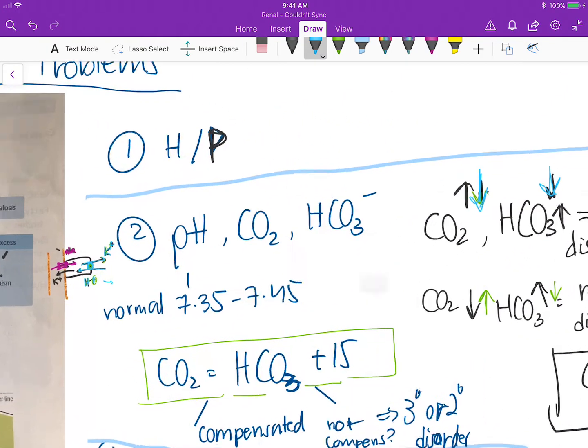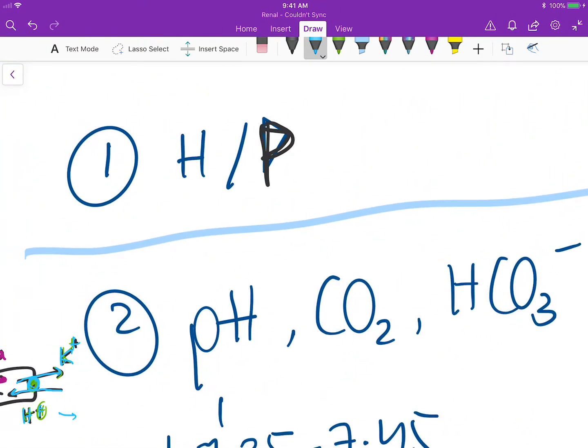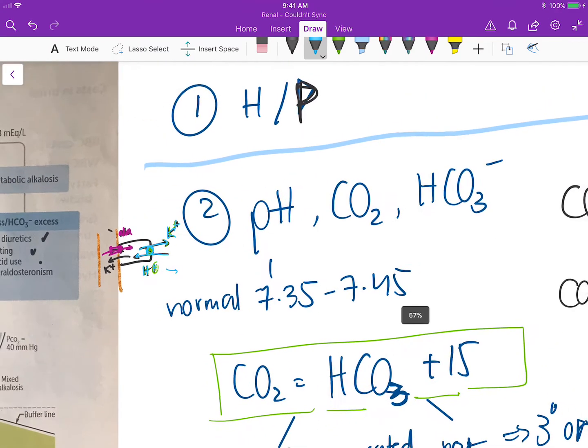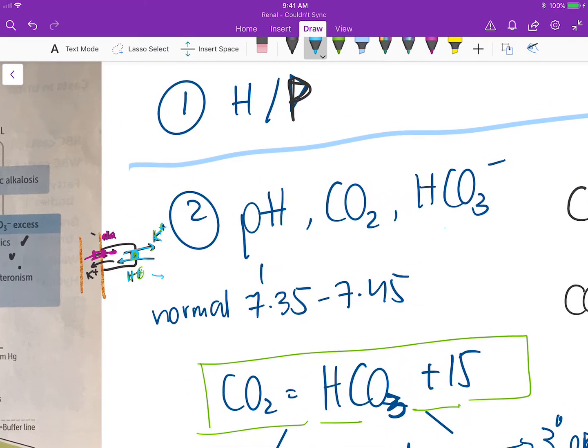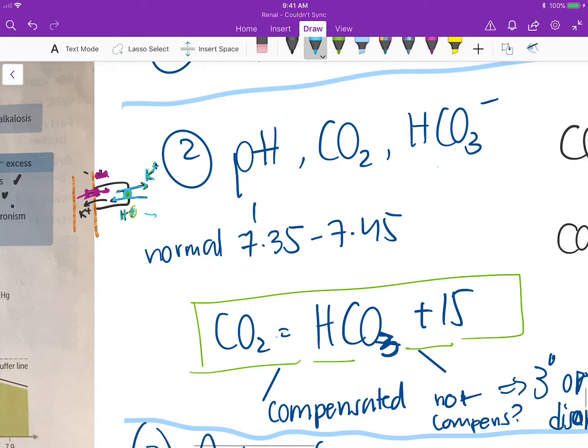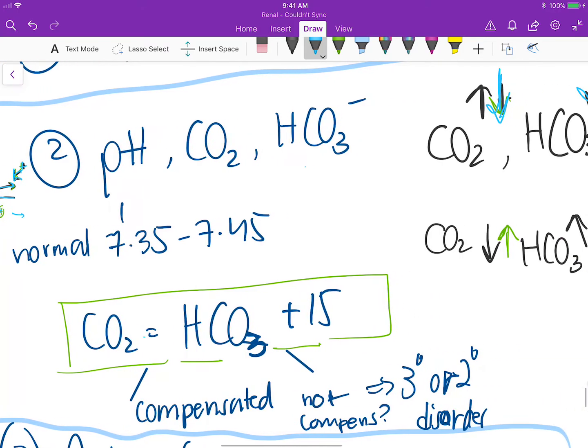The second step is that you're going to look at the pH, CO2, and the bicarb. You know that the normal pH is 7.35 to 7.45. You're also going to take the bicarb concentration given in the problem and add 15 to it, and look at the CO2. This is what your CO2 should be. Is it what it is in the problem? If it is, then you know it's compensated. If it's not, then there's going to be a secondary, a primary, or two or three other mixed disorders present.